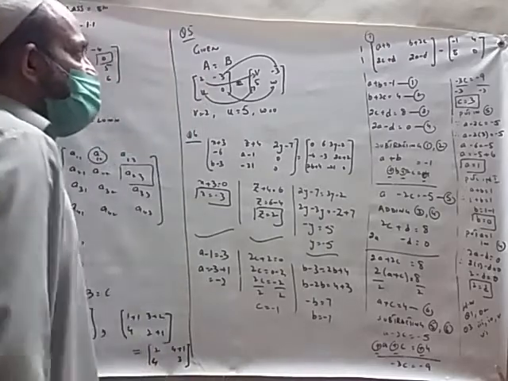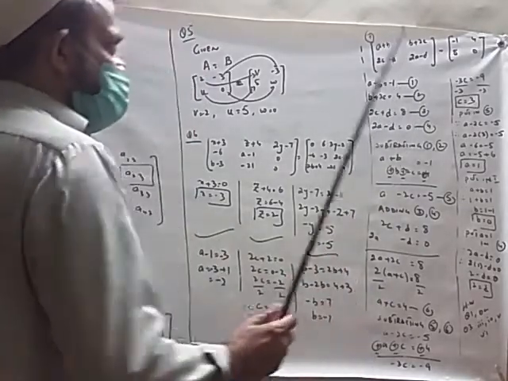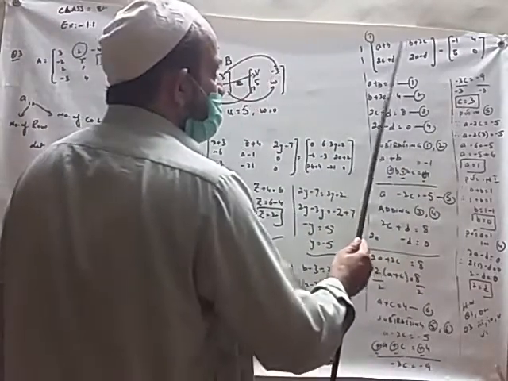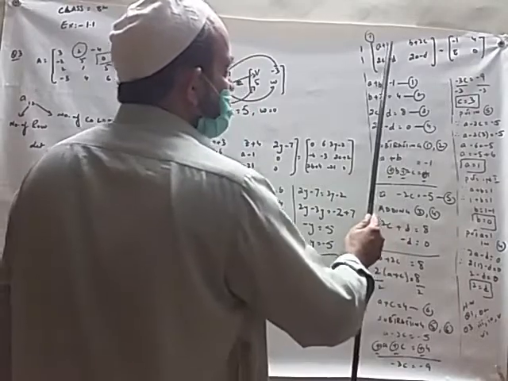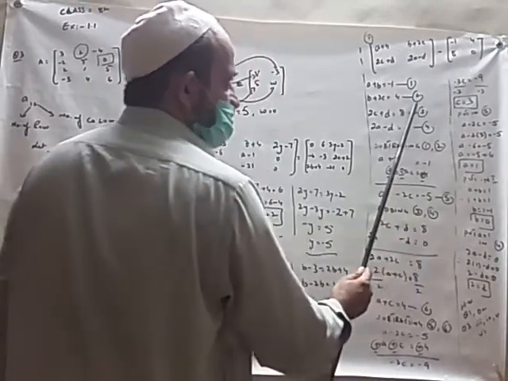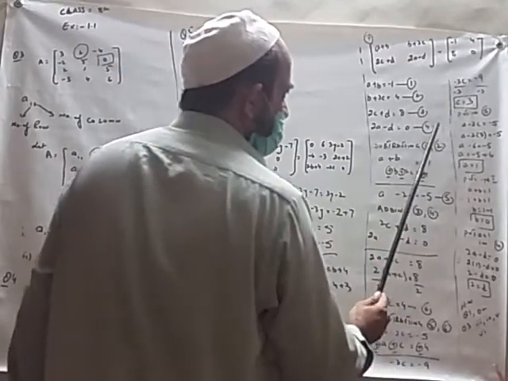The question is complete. Now, question number 7 is the most important question from the board point of view. First matrix equal to second matrix. Find the value of unknowns. Unknowns are A, B, C and D. First equal to first, we get the first equation. Second equal to second, we get the second equation. Third equal to third, we get the third equation. Fourth equal to fourth, we get the fourth equation.